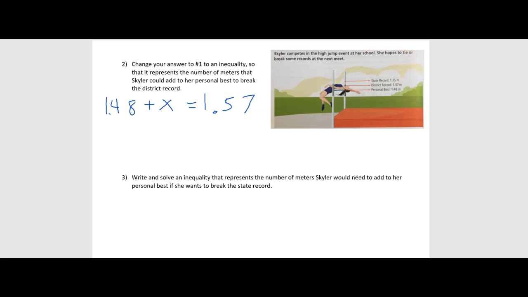So think about what sign that would be, what inequality sign. And if it needs to be more than, well, that's just greater than, right? So that would be our inequality if we're talking about how many meters she needs to add to actually break the district record and not just tie it. Pause the video, try to answer number 3 on your own. It's very similar.